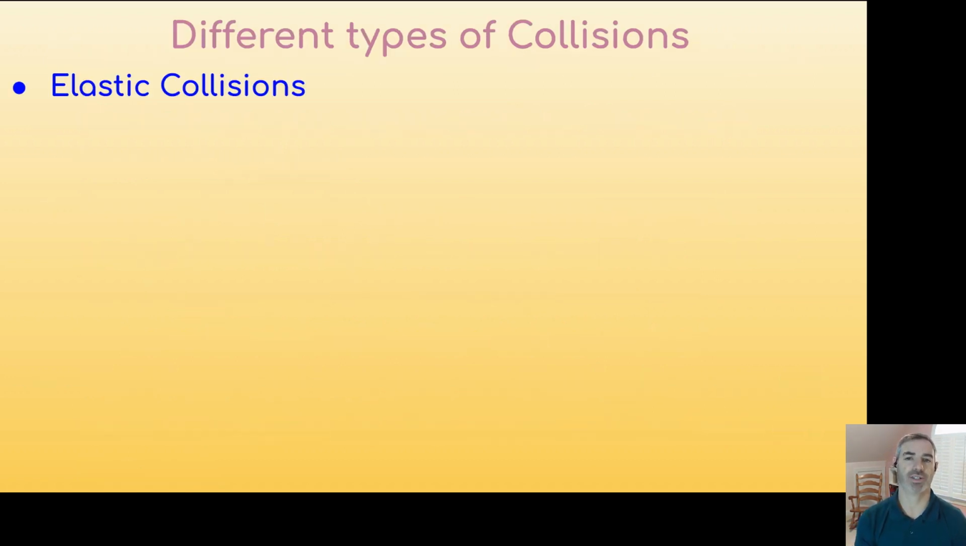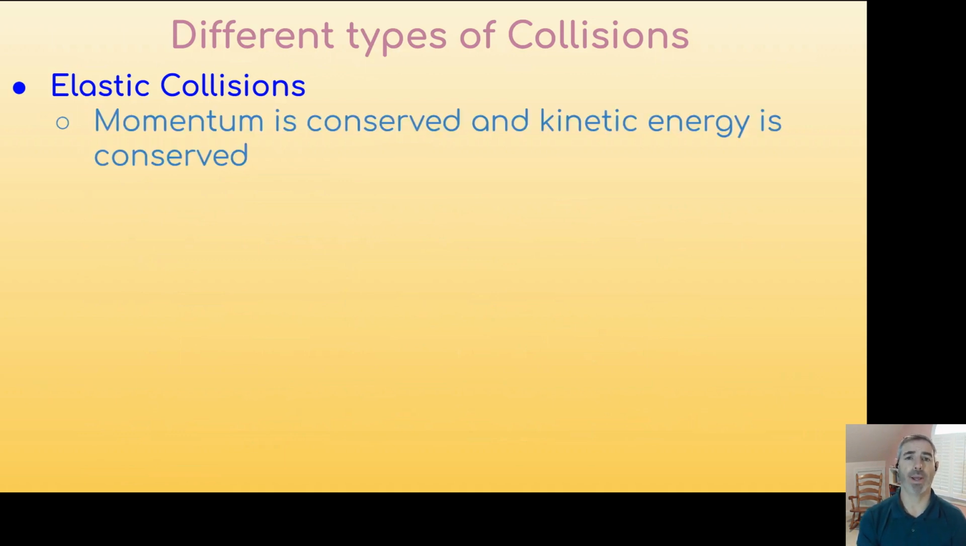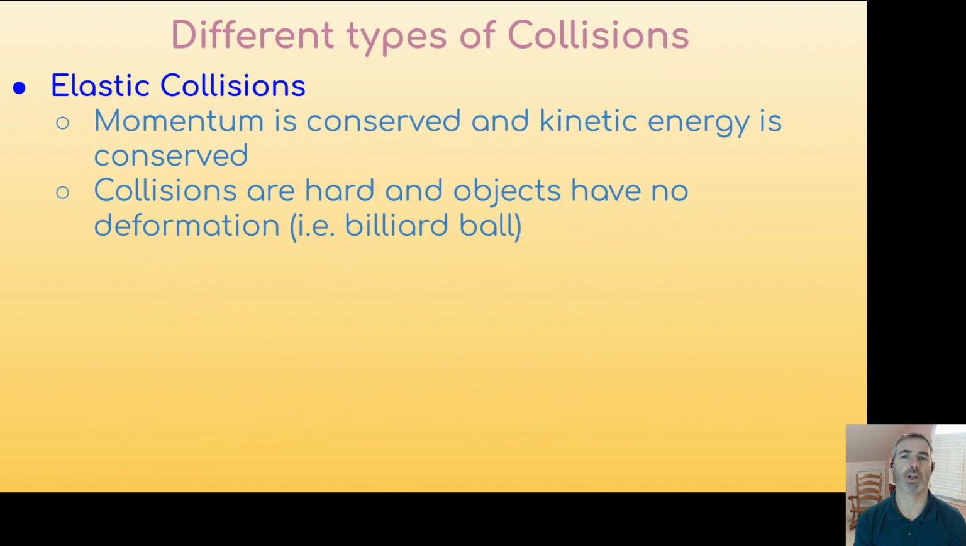So here are the different collision types. We have an elastic collision, in which momentum is conserved and kinetic energy is also conserved. You'll see that the difference in our types of collisions is what goes on with energy, because momentum is conserved in all collisions. An example of an elastic collision would be hard objects that have no deformation, such as billiard balls. When a cue ball hits the eight ball, they do not compress at all because the surface of the ball is incredibly hard, so it does not deform.